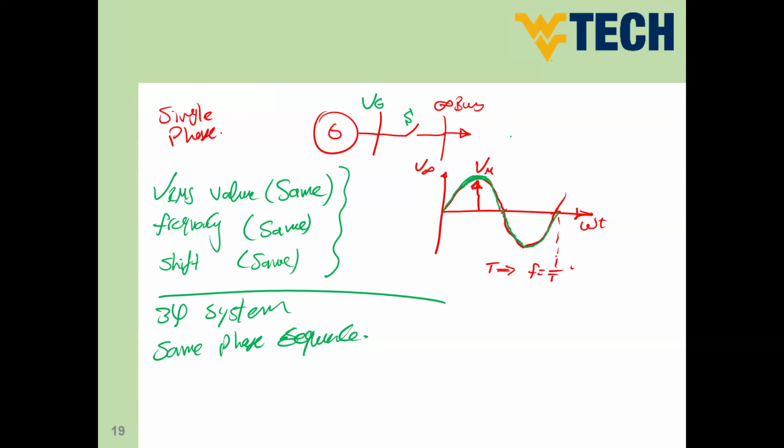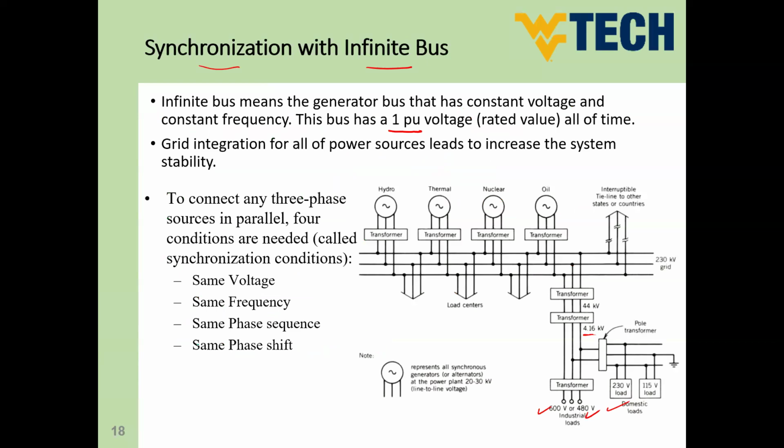So in order to connect the three phases safely, or in other words, to synchronize the three-phase generator with the three-phase infinite bus, you have to achieve the fourth condition, which is the same phase sequence. So we have now four conditions, guys. You have the same volt, the same frequency, the same phase sequence for the three phases, and the same phase shift for every phase. So these are the four conditions that you have to achieve in order to synchronize a generator to an infinite bus.